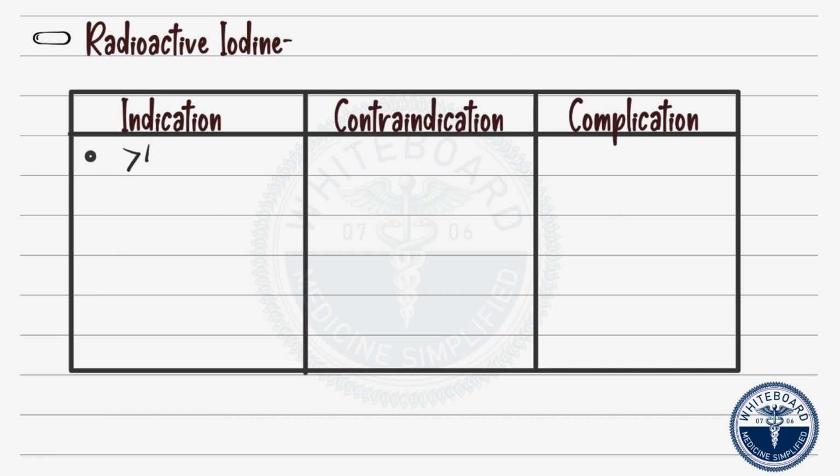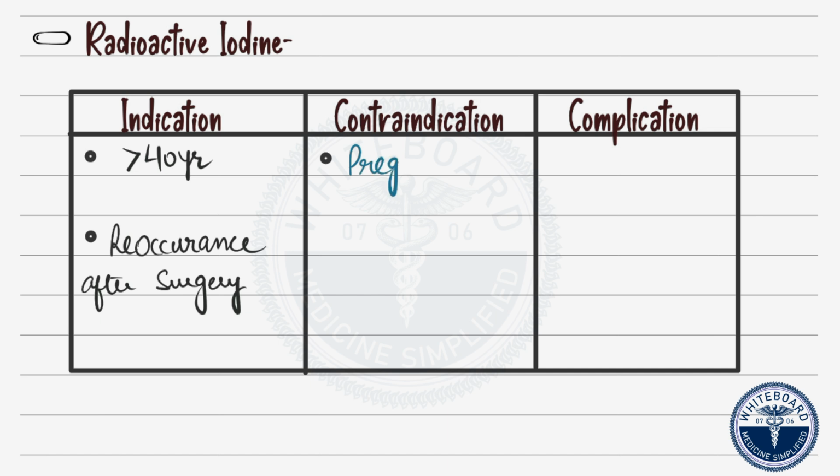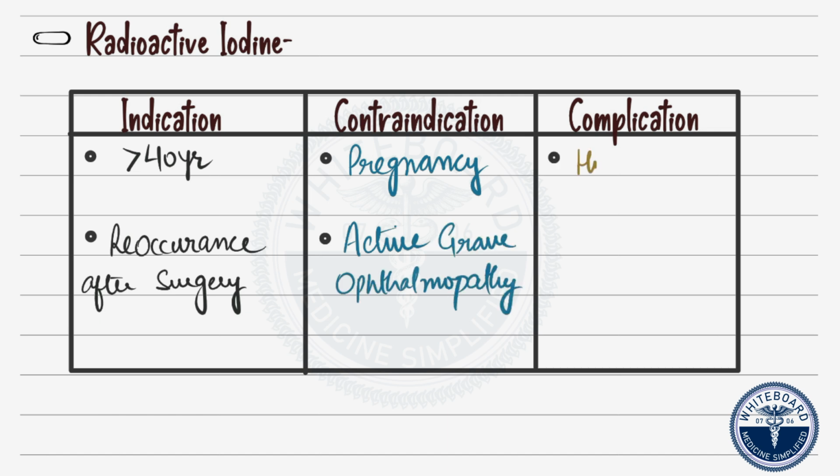It is indicated if the patient is more than 40 years and if there is recurrence following surgery. It is contraindicated if there is pregnancy or planned pregnancy within 6 months of treatment, or if there is active Graves' ophthalmopathy, and its complication is hypothyroidism, which is most common.